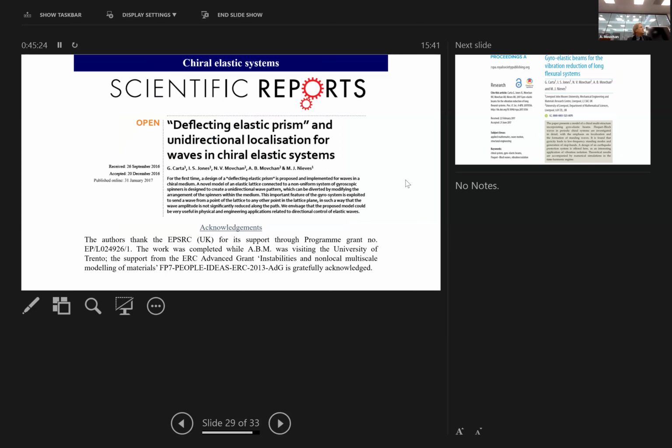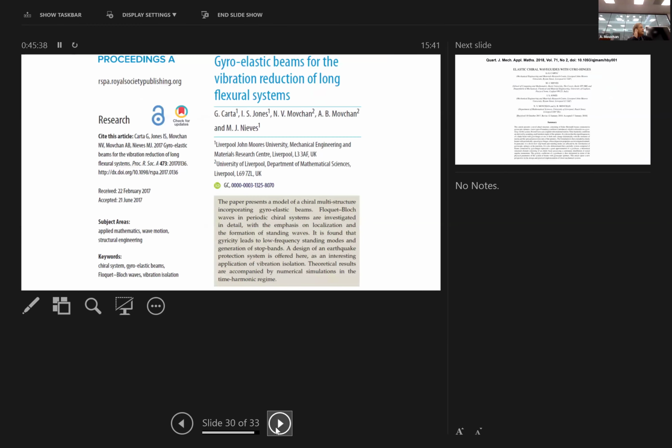A few papers. This one is in Scientific Reports: deflecting elastic prism on highly anisotropic chiral structures. Then gyroelastic beams and vibration reduction for long flexural systems. So you can use gyroscopes to build bypass systems.